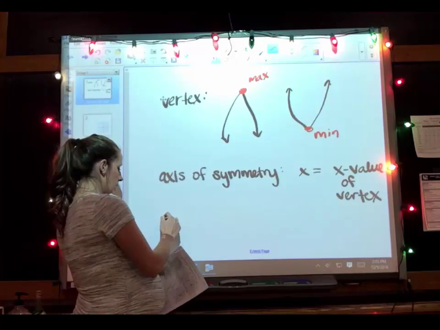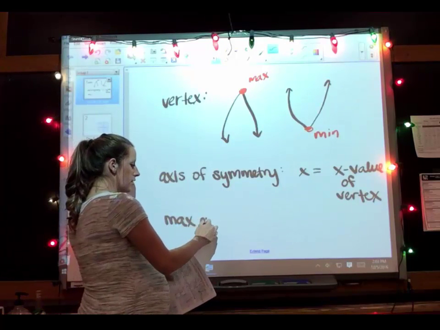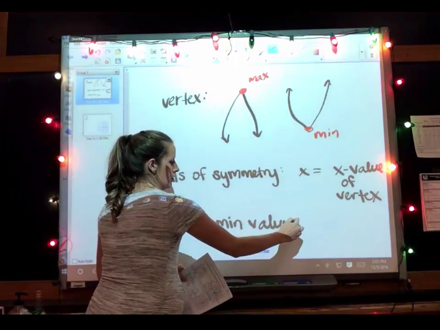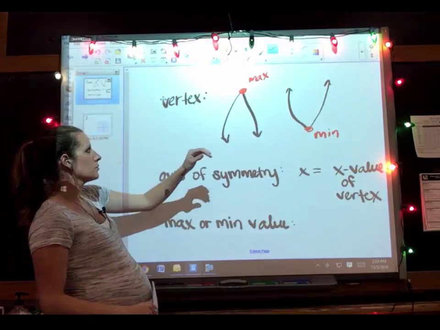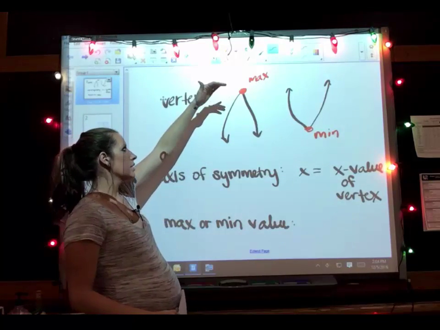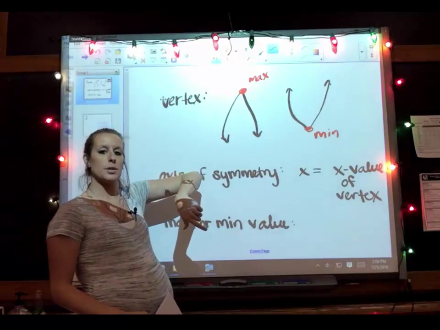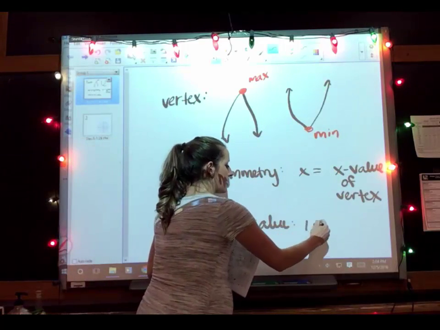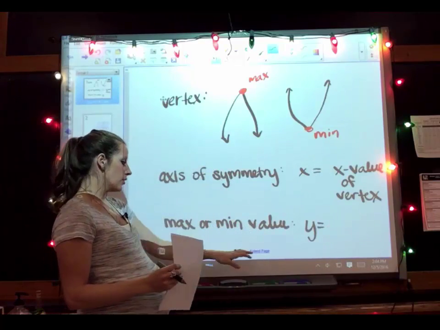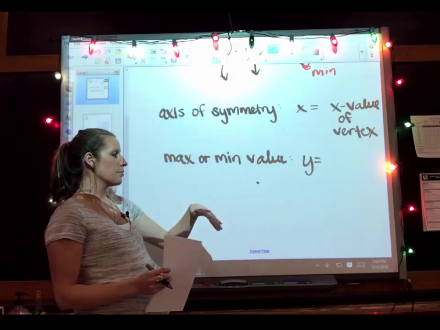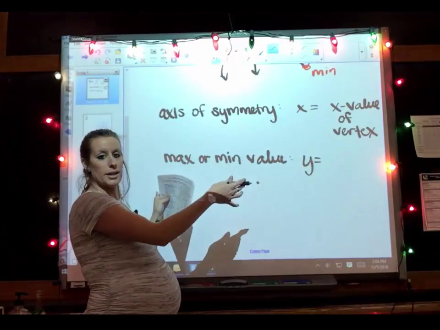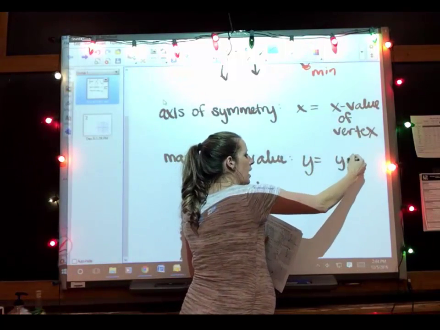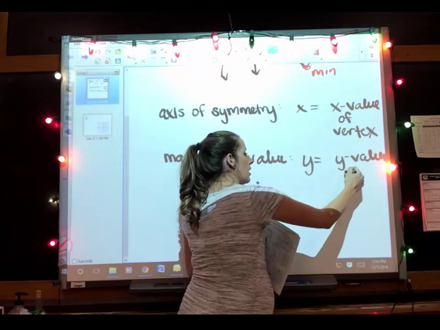Your max or min, we talked about it up here. It could be a maximum if your parabola is flipped upside down. It could be a minimum if it's right side up. But it will always be the y value of your vertex. So whenever you do your max or your min, I want you to circle which one it is and then tell me y equals blank. And it's always going to be the y value of your vertex.